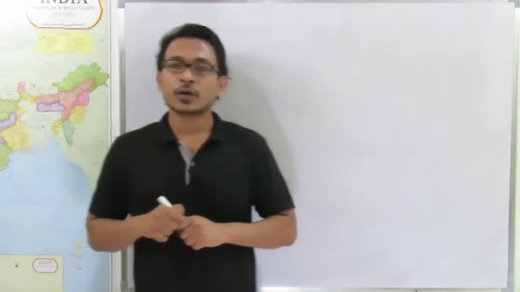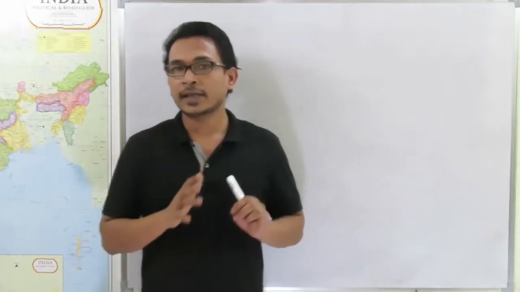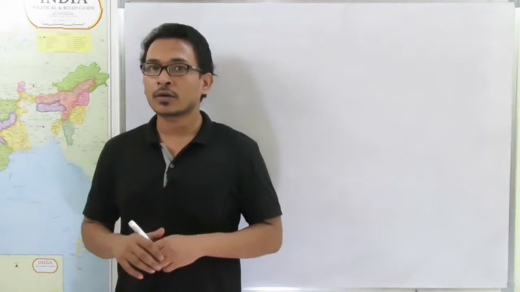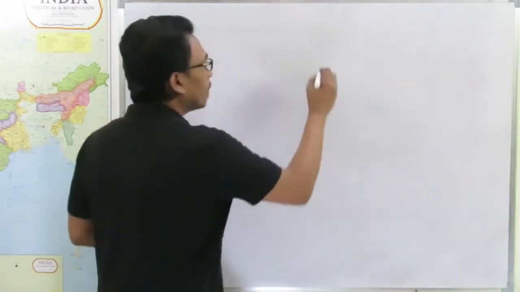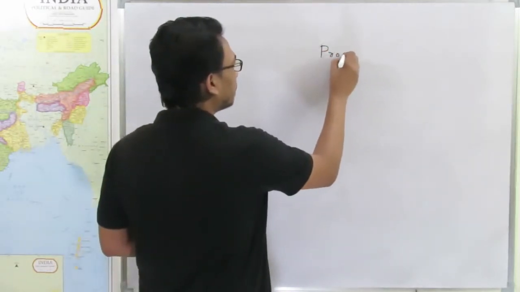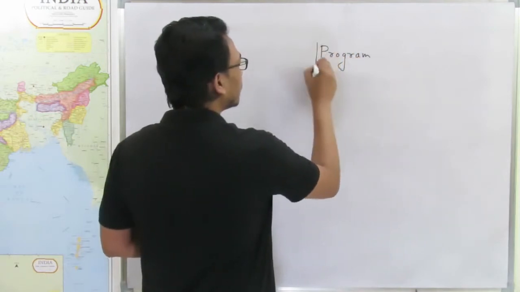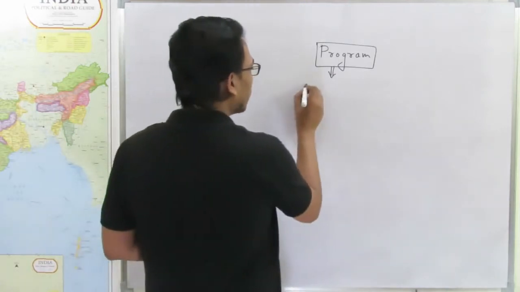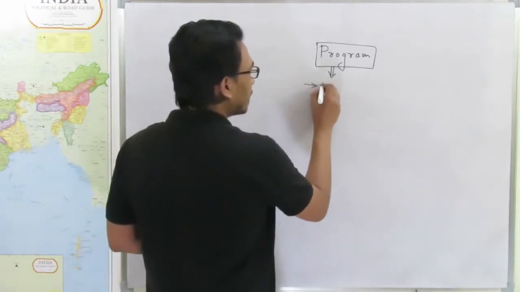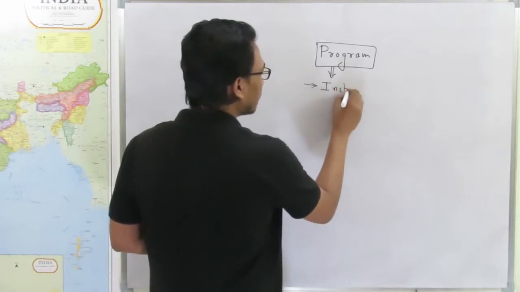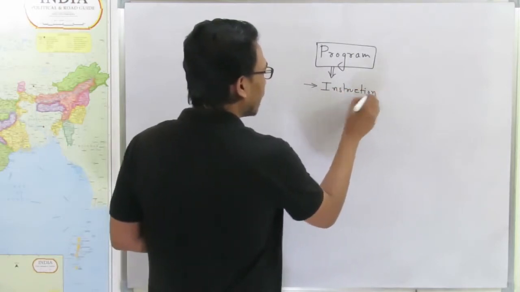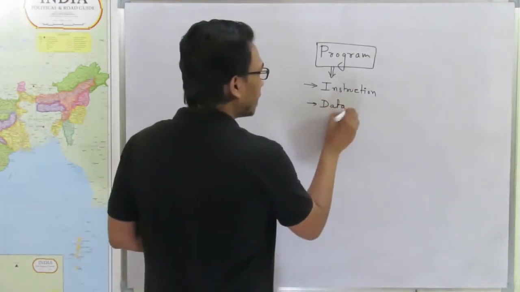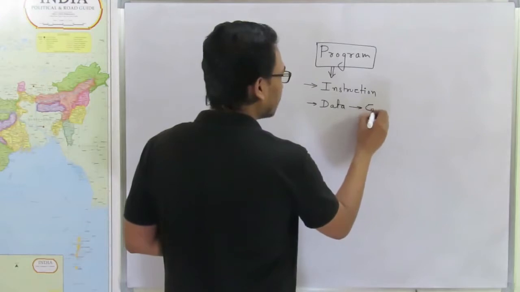So look, when we write any program, the program will contain only two types of component. What are those components? We write a program and that particular program contains only two types of component. What are those types of components? First one is instruction and the second one is data. Now what is data? Data means constant value.